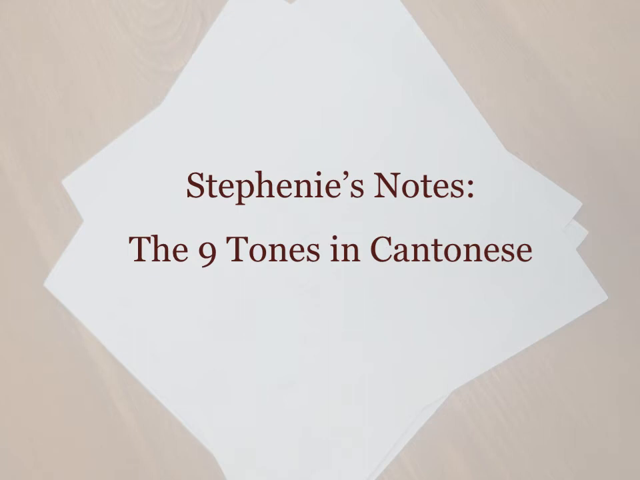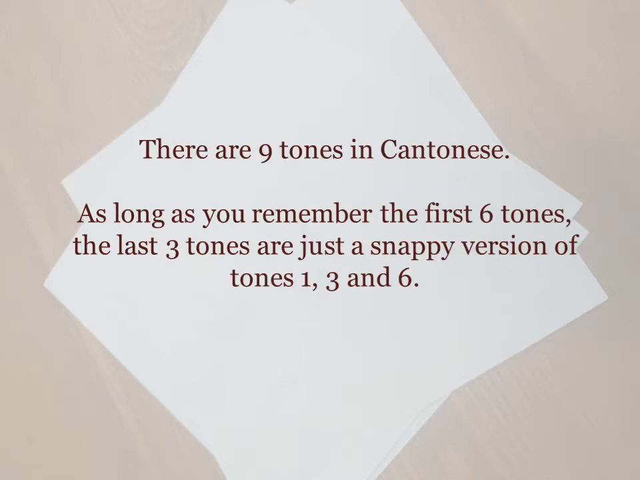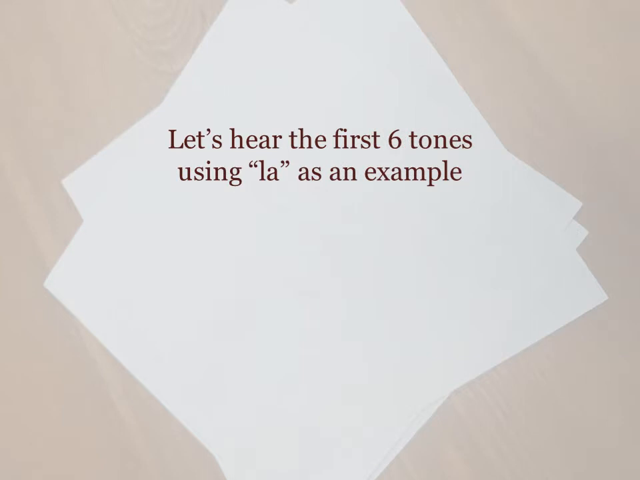Today we're going to look at the 9 tones in Cantonese. There are 9 tones in Cantonese. As long as you remember the first 6 tones, the last 3 tones are just a snappy version of tones 1, 3, and 6. Let's hear the first 6 tones using la as an example.